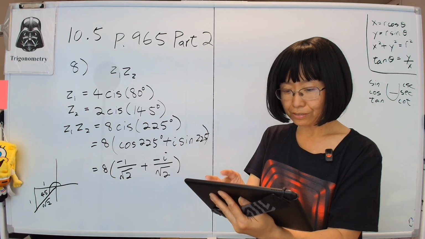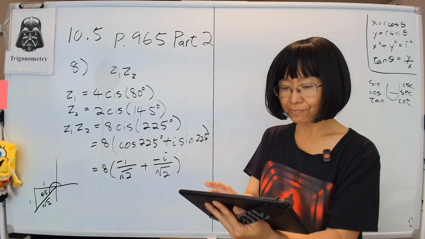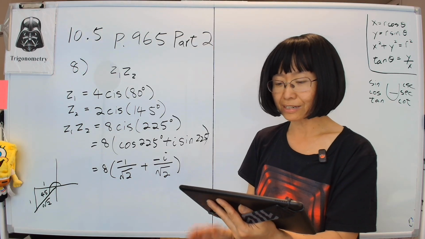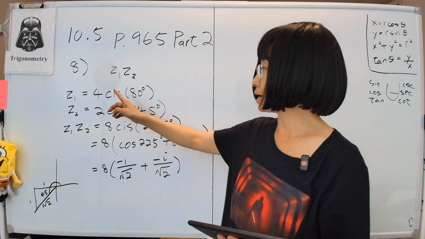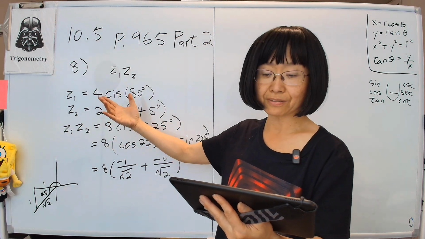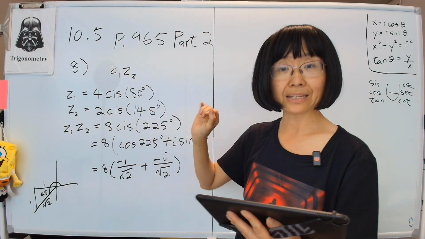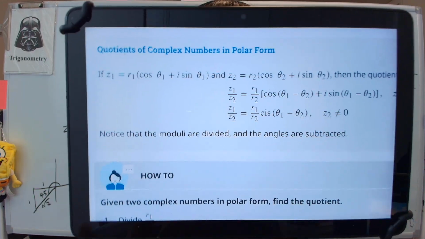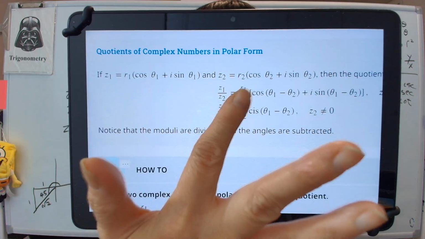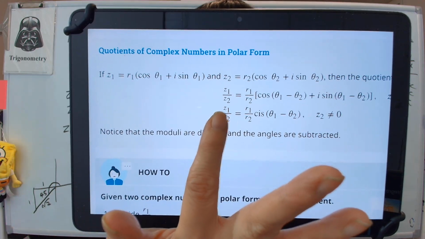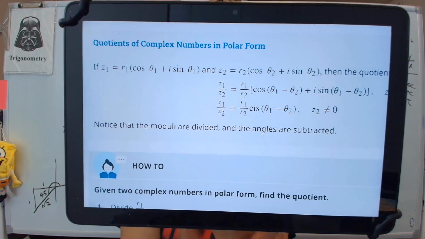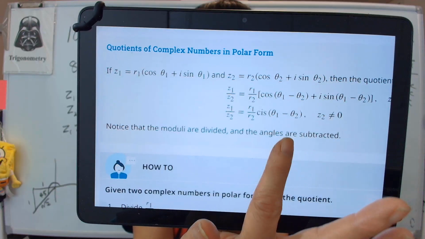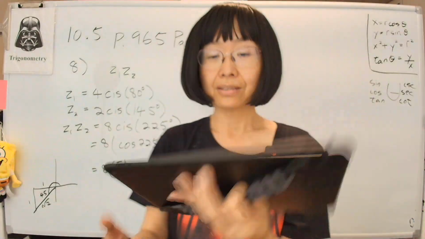So flip over to the next page, and you notice the division, as you might imagine, is just similar to multiplication, except that now instead of multiplying the two r's, we divide, and the angles, instead of adding, are subtracted, as shown in the book. So to divide two complex numbers, z1 divided by z2 equals r1 divided by r2, and the angles are subtracted, the first one minus the second one, and that's about it.